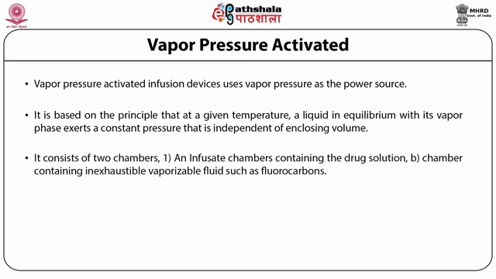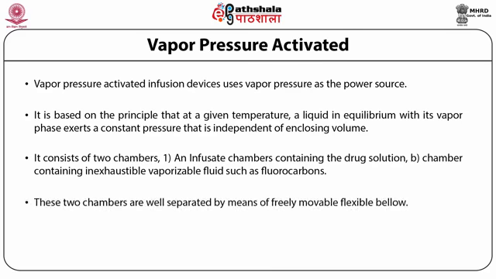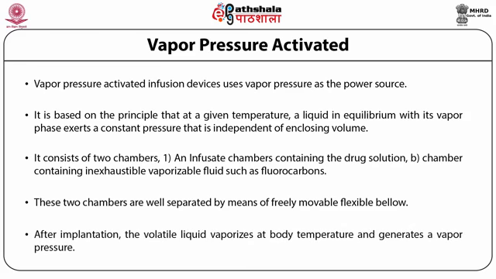It basically consists of two chambers. Number one, an infusate chamber containing the drug solution. Number two, a chamber containing an inexhaustible vaporizable fluid such as the fluorocarbons. These two chambers are well separated by means of a freely movable, flexible bellow. After implantation, the volatile liquid vaporizes at body temperature and generates a vapor pressure.